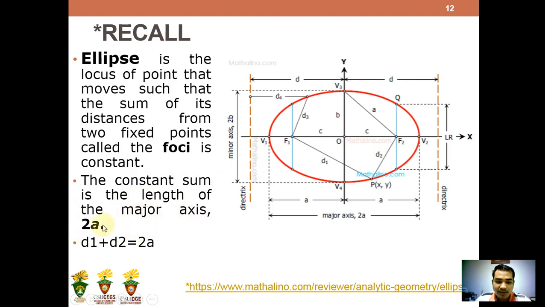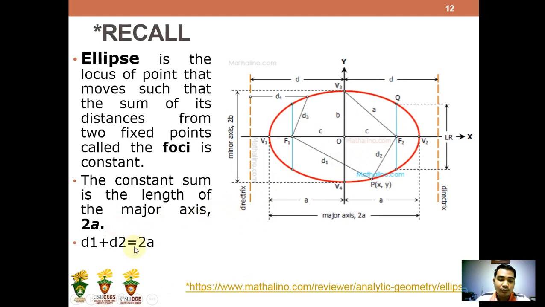So that is what constant means. In short, if a point is on the circumference of the ellipse, the sum of F1 to P plus F2 to P is equal to the major axis, 2a. So distance 1, which is F1 to P, and distance 2, which is F2 to P, when you add them, d1 plus d2 is equal to a constant, and that constant is the major axis, which is equal to 2a.